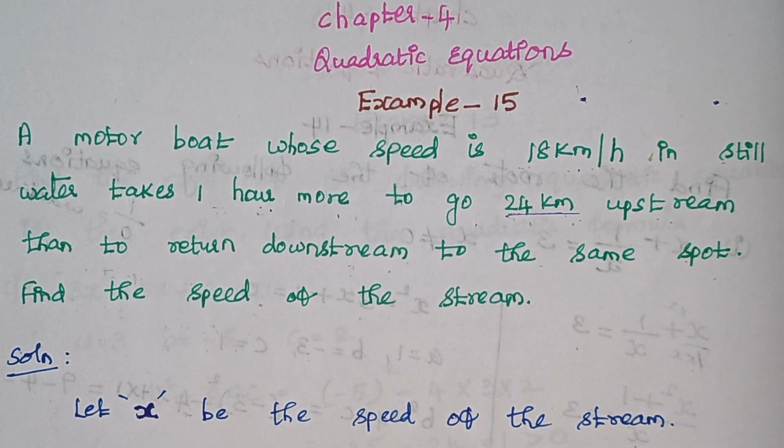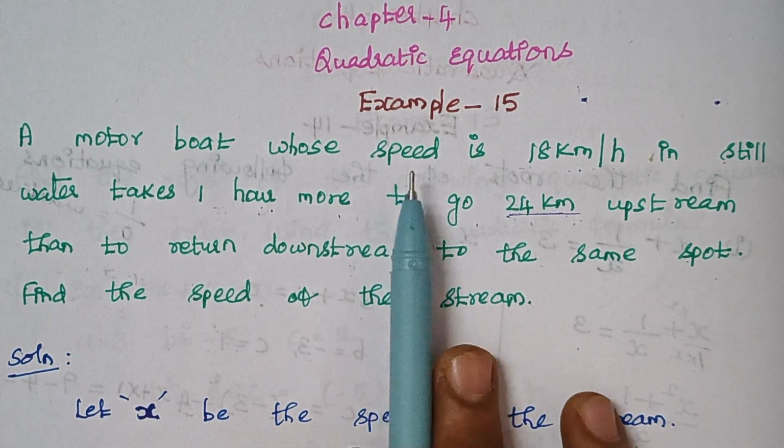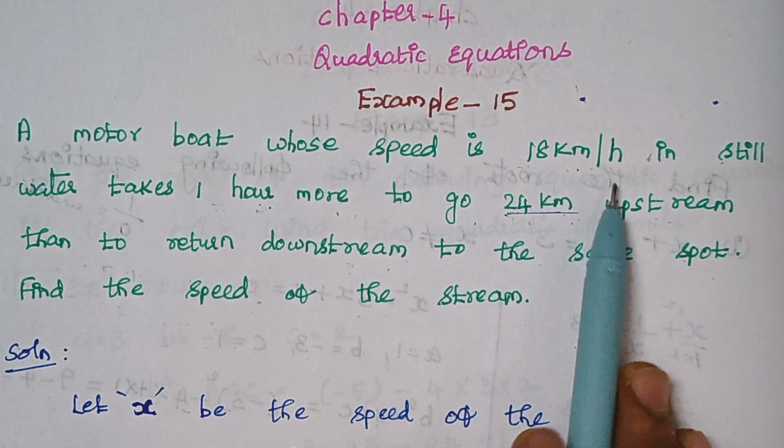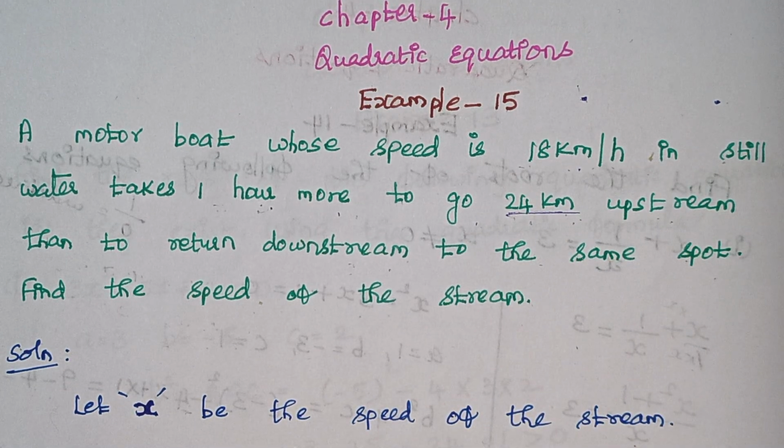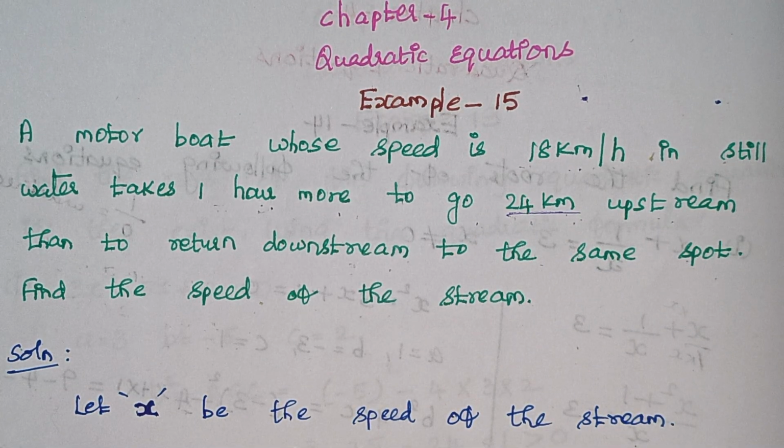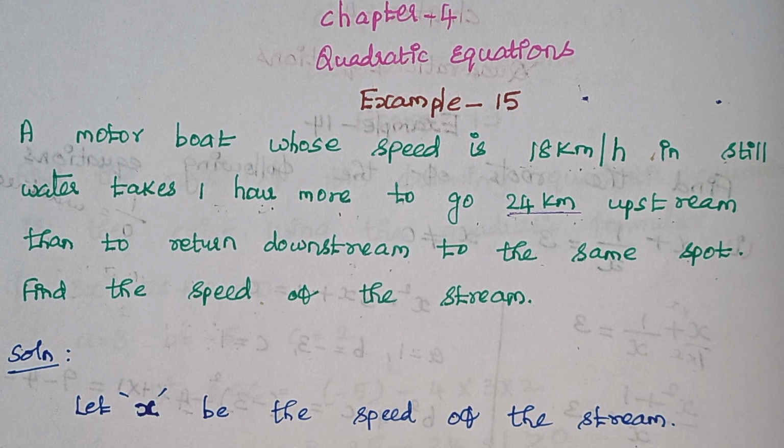So here we have a motor boat and the speed of the motor boat is 18 km per hour in still water. Still water is nothing but stagnant water, just like water in a pond.